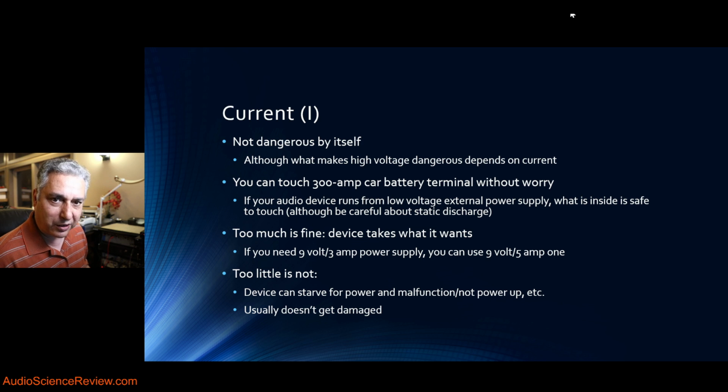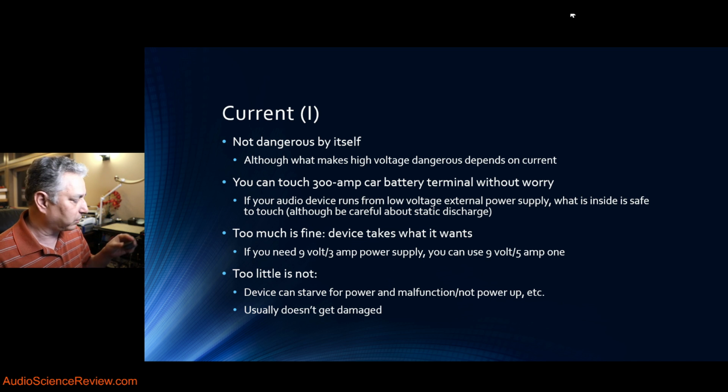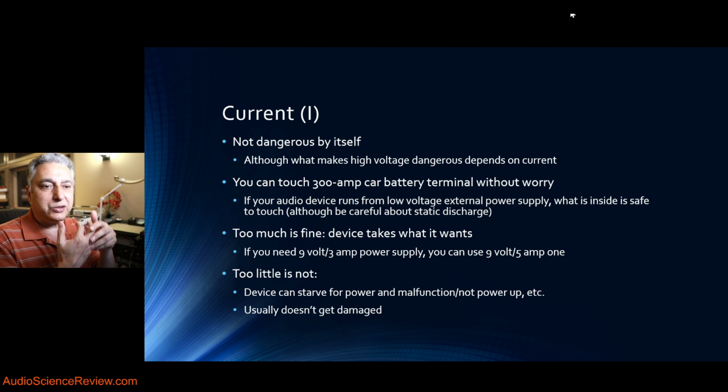If you have too little current, that can be a problem. Like I said, this may be a 1 amp one, and you go find a 0.5 amp one, you plug it in. The device may do one of many things. First, it may not power up at all. It may not do anything. You plug it in and it just stays dead. Or it may look like it wants to power up and it shuts down.